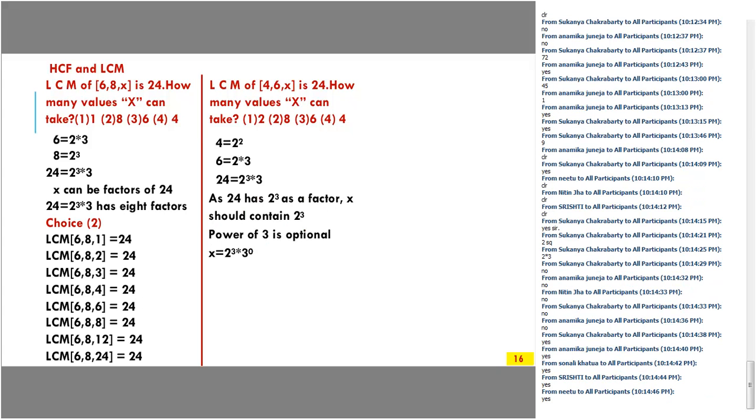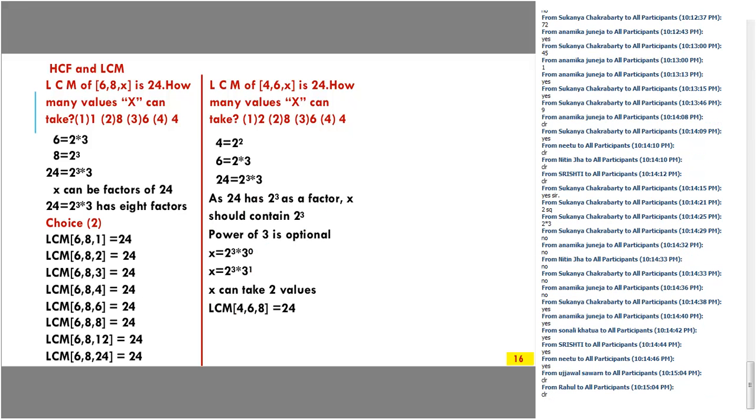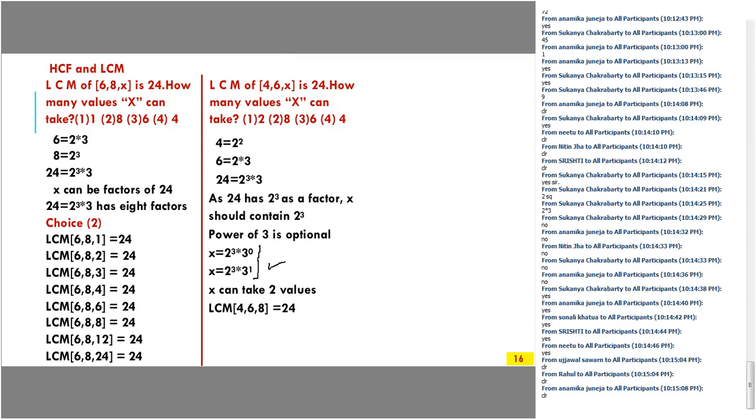And 3 is optional. 3 is optional or not? X can take 2 values. How many values can X take? It can be 2 cubed into 3 power 0, or 2 cubed into 3 power 1. Tell me, why should X have 2 cubed?